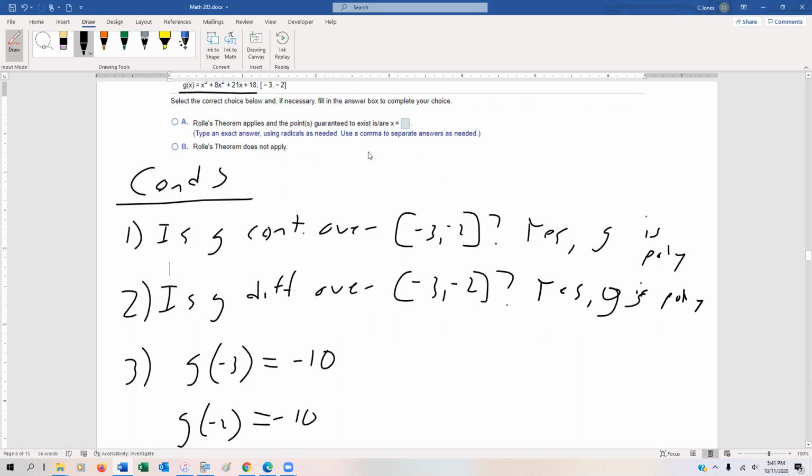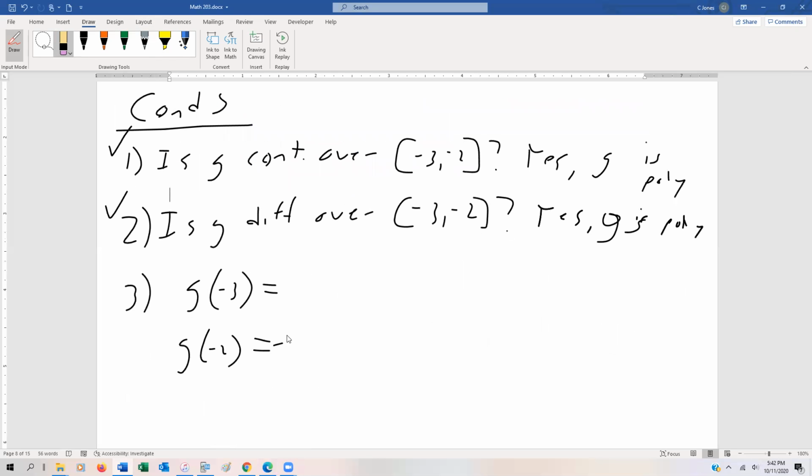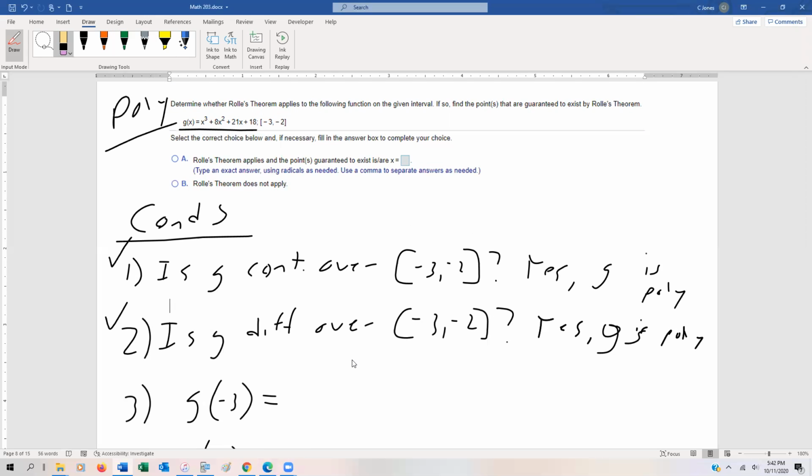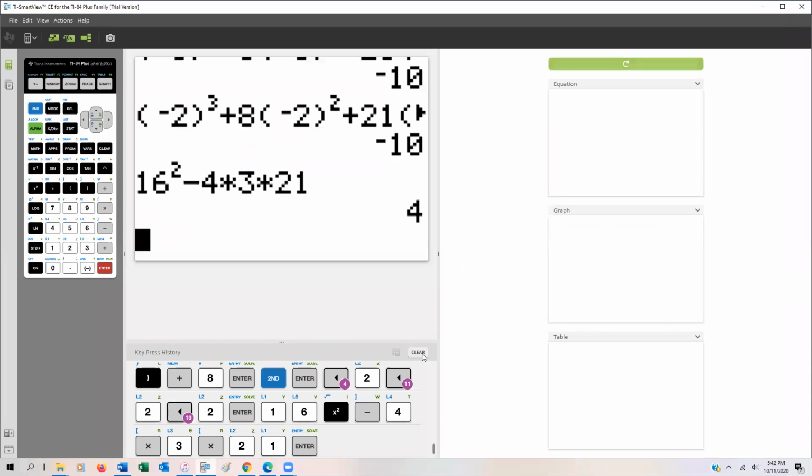All right, so now the good news is that this is a polynomial function. And because it's a polynomial, automatically conditions 1 and 2 are satisfied. But the third condition for Rolle's theorem says that g at a is going to be equal to g at b. So how do we know that that's true? Let's go over here and see if that works.